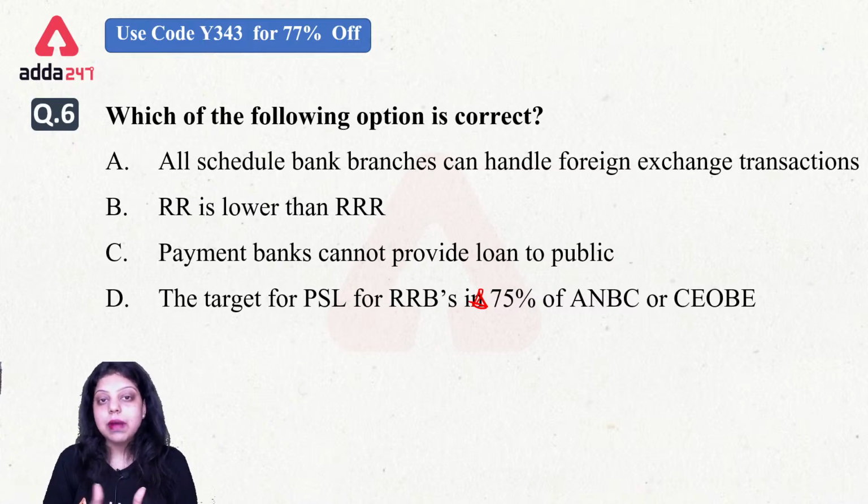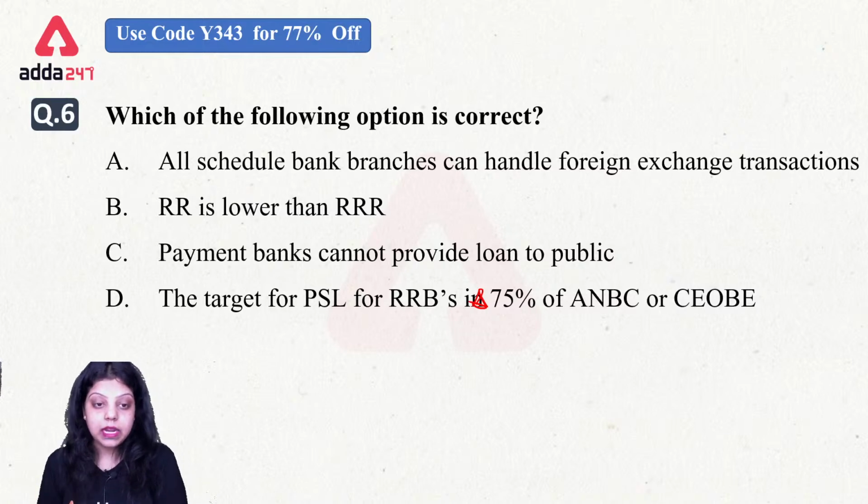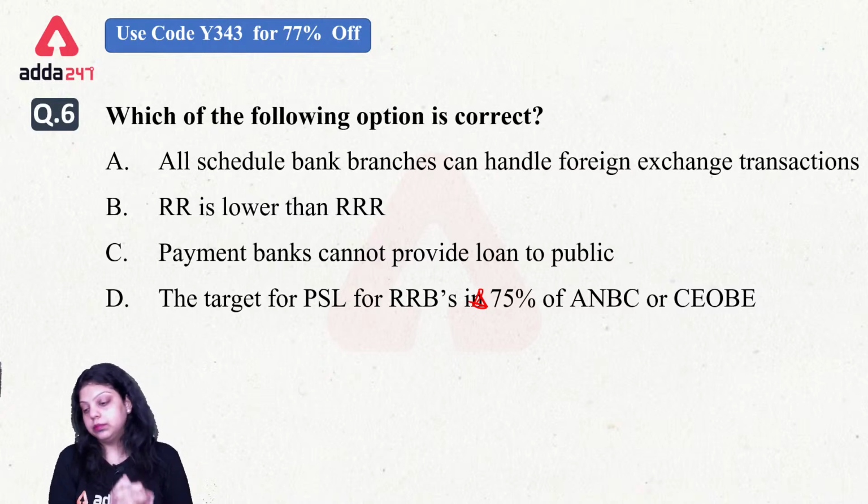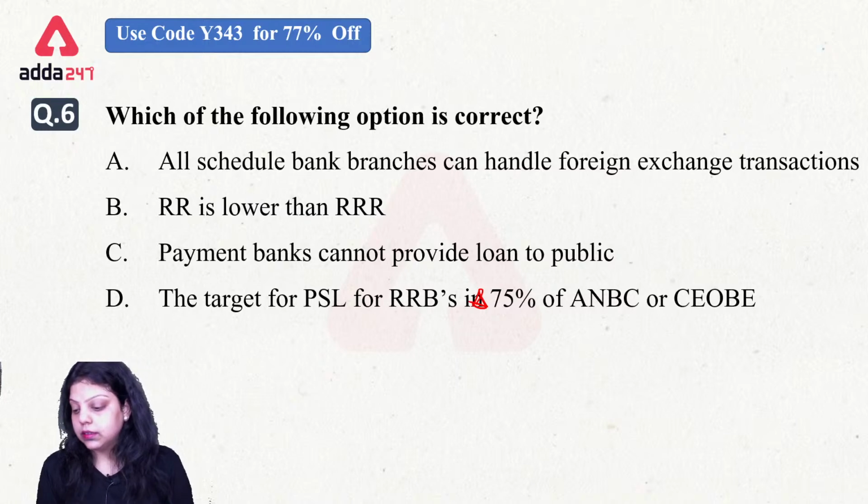It means whenever the banks are providing loans to the public, they have to make sure that their first priority to provide loans to the public will be these 8 sectors of PSL, right? So PSL stands for priority sector lending.